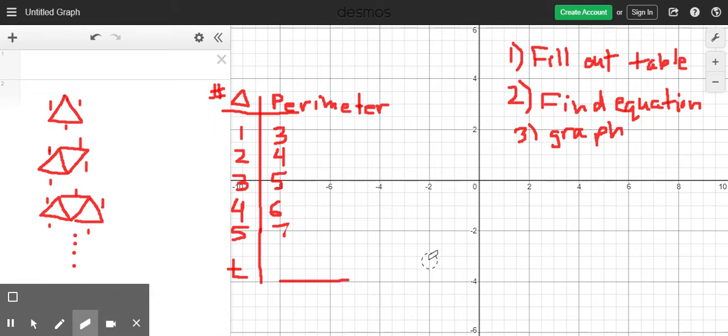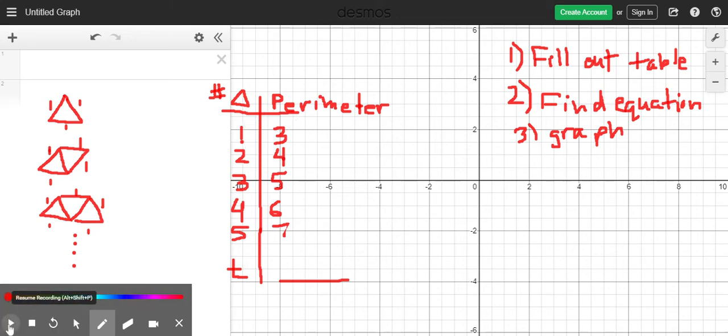Okay, so to figure out this pattern, let's look at the number of triangles compared to the perimeter. When you had 1 triangle, the perimeter was 3. 2 triangles, the perimeter is 4. 3 triangles, the perimeter is 5. Does anybody see a relationship between how many triangles there are and the perimeter of each stage?